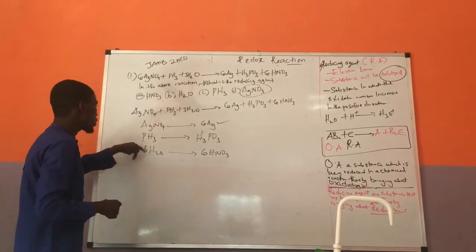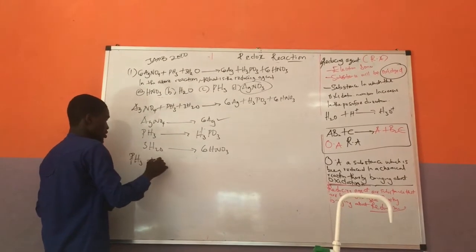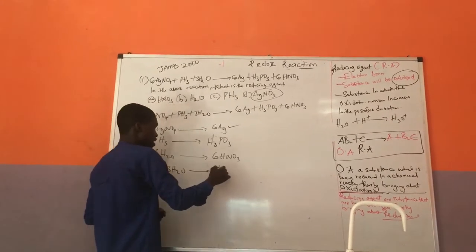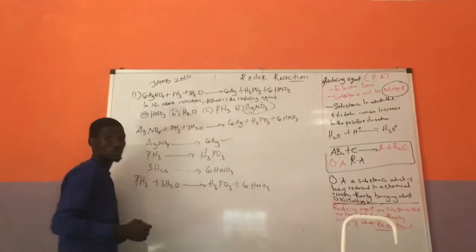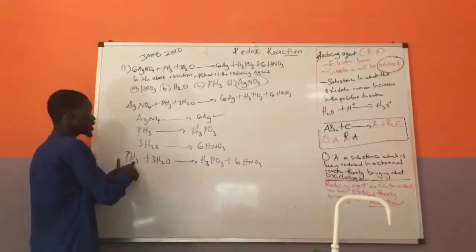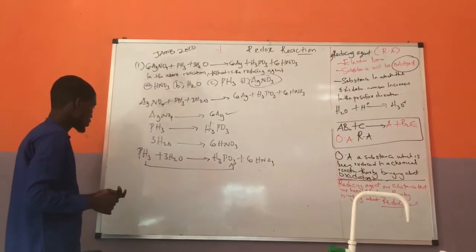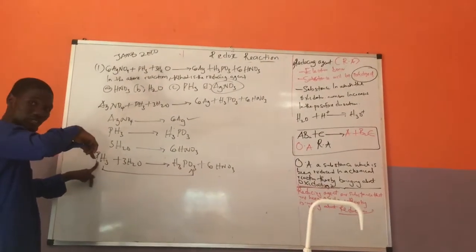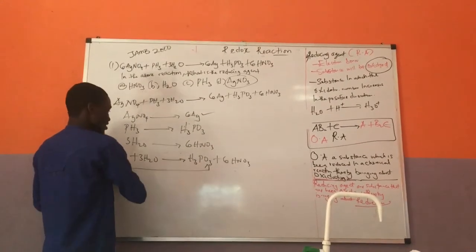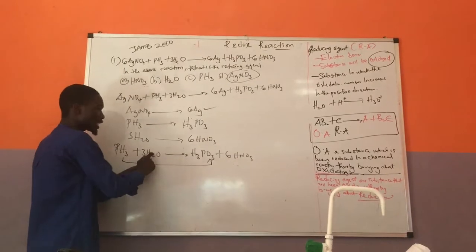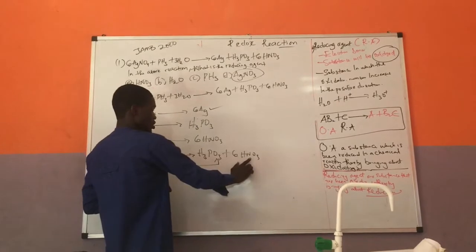Now, when we combine this and this together, like I said, I have PH3 plus this, I have H3PO3 plus HNO3. Now, PH3 here is being reduced. Sorry, it's being oxidized from this to this, while your water here is being reduced also to HNO3.